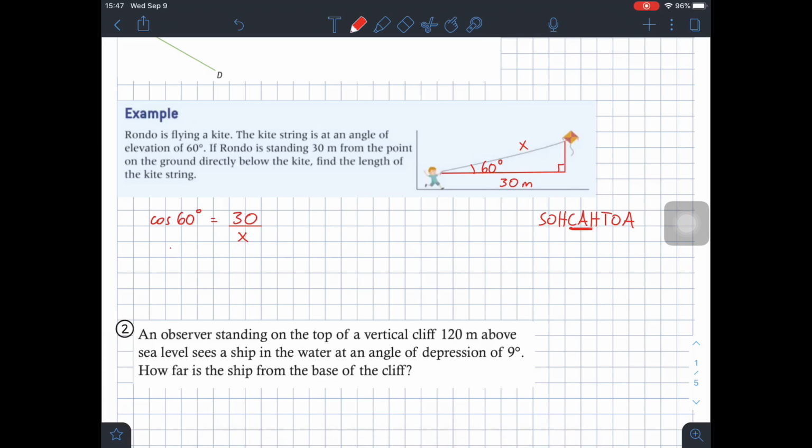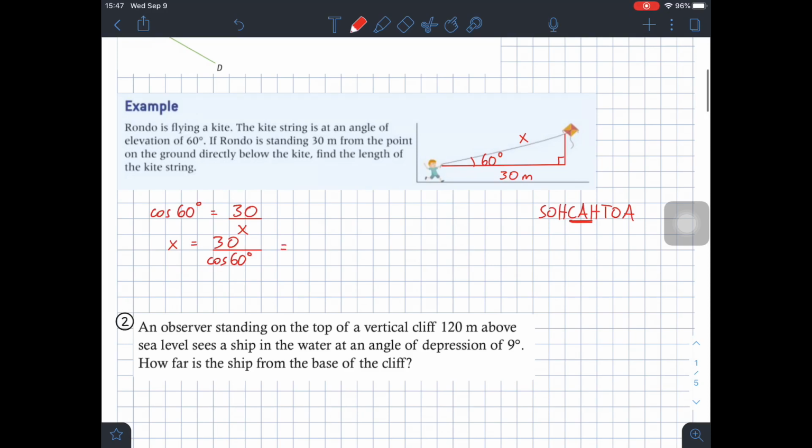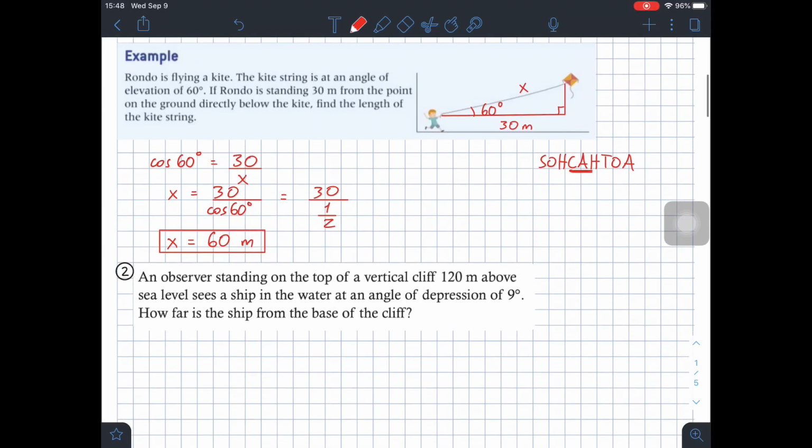Okay, so if we solve for x, we're going to have that x is equal to 30 divided by cosine of 60. If we use the hand trick in order to determine cosine of 60, you remember that cosine of 60 is equal to the square root of 1 over 2, which is 1/2, right? So without using a calculator, we can say that this is 30 divided by 1/2. Cosine of 60 is 1/2. So if we solve this, we're going to get the value of x. This is the same as saying 30 times 2, so 30 times 2 is 60 meters. That means that the length of the kite string is equal to 60 meters. Okay, that's it for this problem. It's easy, right? Let's see another example.